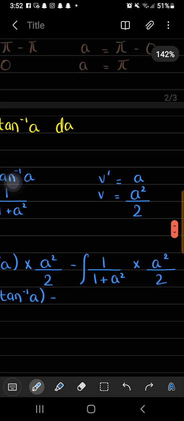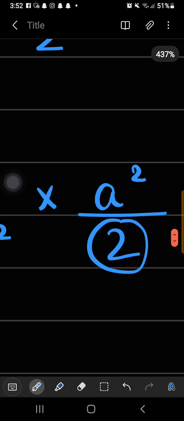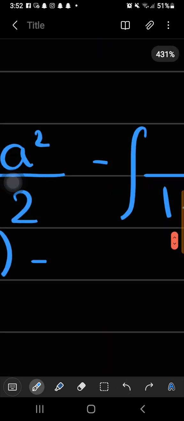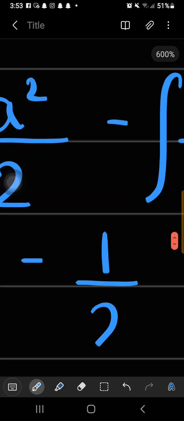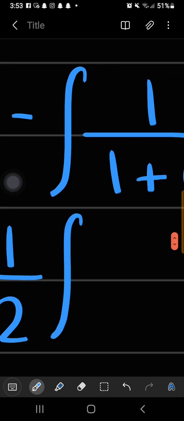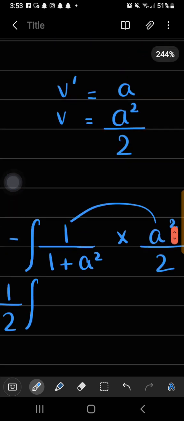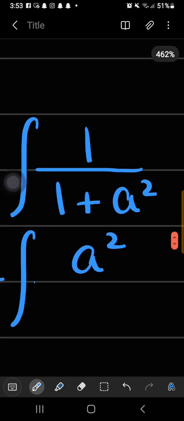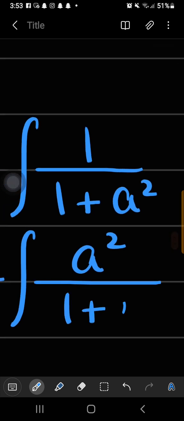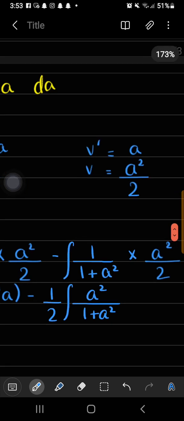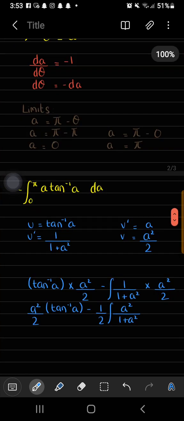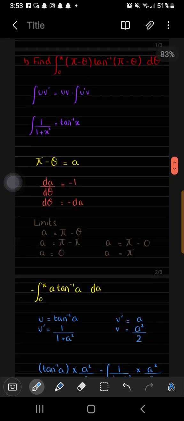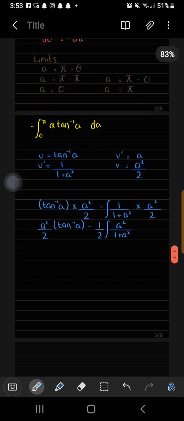Now one minute before the integral, I will take this 2 out of the integral as it is constant, minus 1 upon 2 integral. Then I am multiplying this a square with this a square divided by 1 plus a square. We are okay till this, nothing problem. Then what we will do, that's a question.